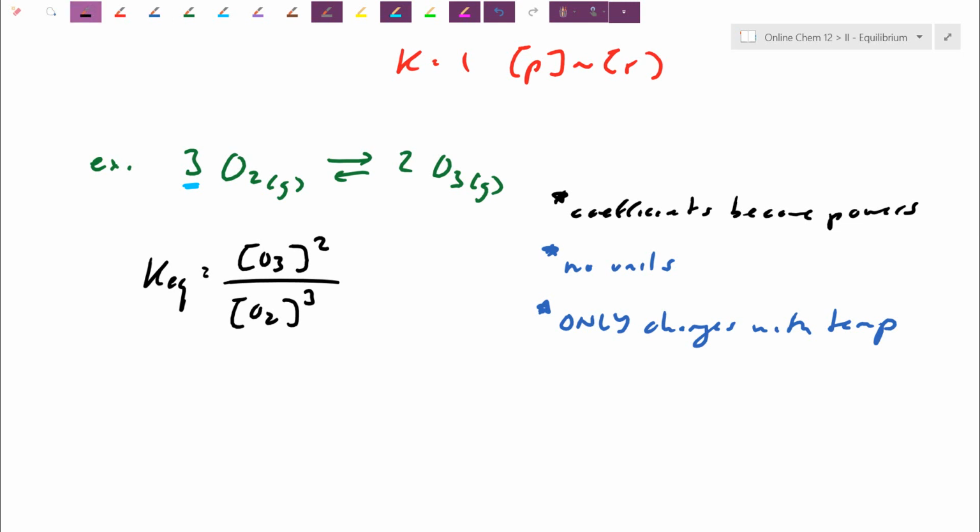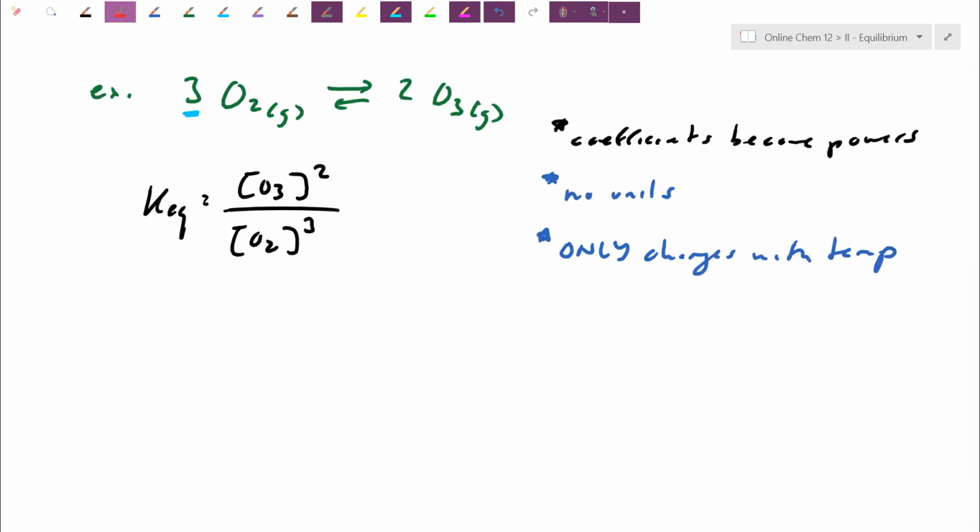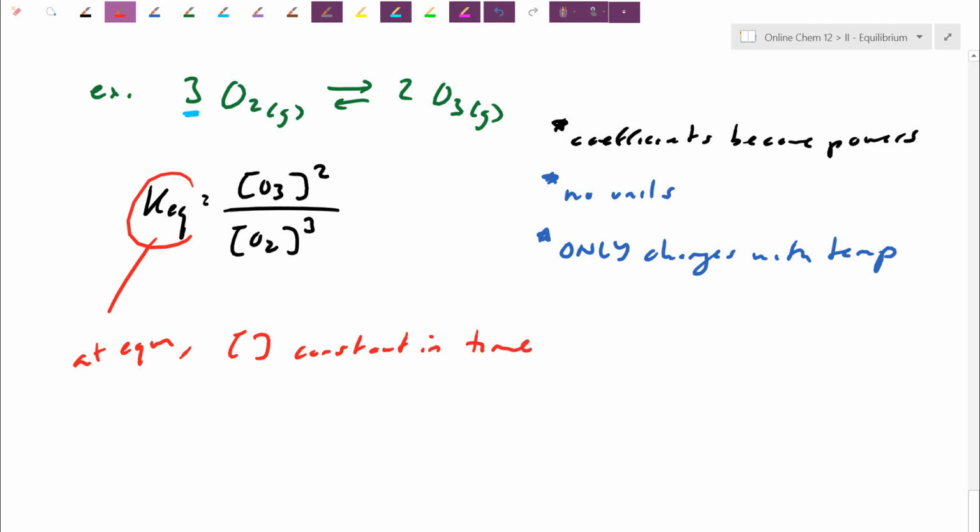Constant. So this constant tells us roughly, even though we're at equilibrium, remember, while we're at equilibrium, concentrations are constant in time, right? Macroscopically, nothing changes. However, usually, the concentration of products does not equal the concentration of reactants. It's like that hockey game.